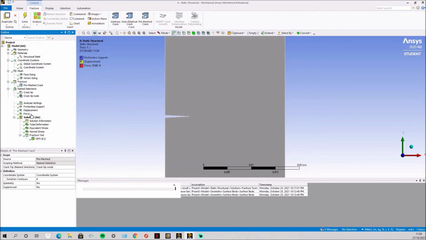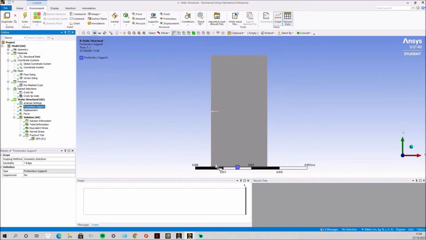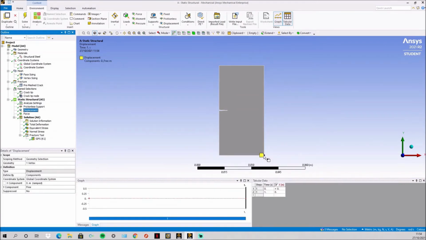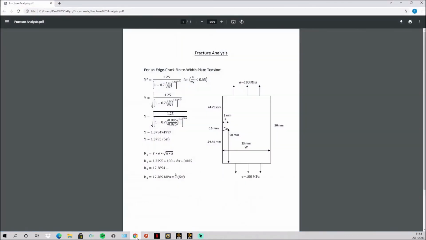Then in static structural, we create a frictionless support here, and then a displacement at one of the corners, and this means the plate will not move in space. And then we apply a force in tension, and this is 250 newtons because it's 25 millimeters, so that gives us 100 megapascals, just like the diagram here.